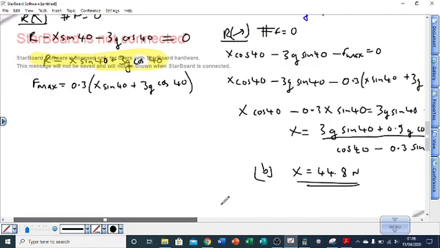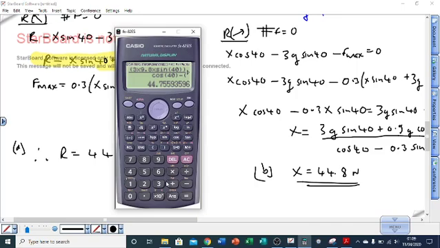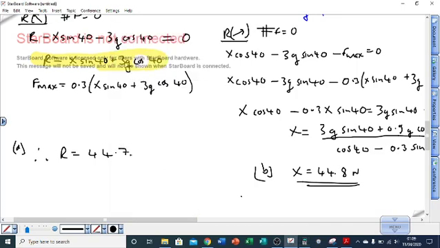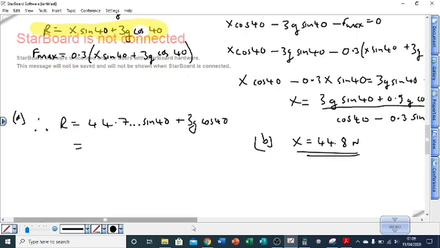And our answer to A is getting this unrounded answer up and shoving it back into here, just here. So for part A we end up with R equal to our unrounded 44 point, I think it said 7, didn't it? 7. Okay, so 7 times sin 40 plus 3g cos 40.